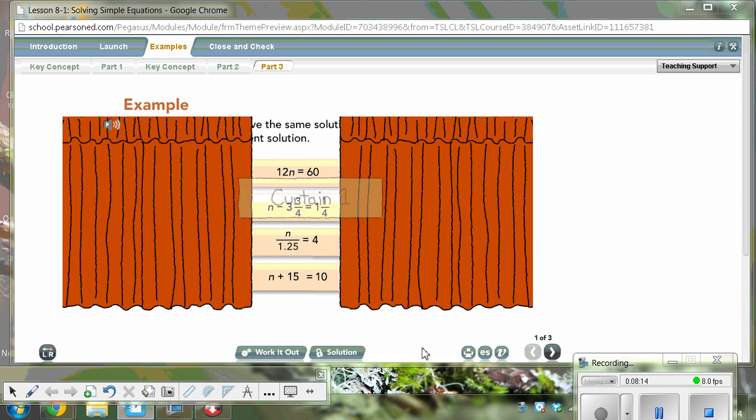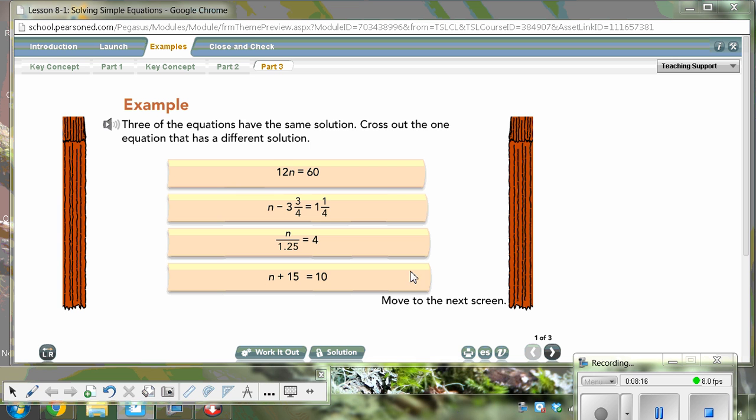Okay, so ladies and gentlemen, behind this curtain we have four equations, of which only three have the same value. So what we need to do is first figure out what I need to do to undo it. So for the first one, I am multiplying, that is correct. So I'm going to divide. And what number am I going to divide by? I'm going to divide by the 12. So both sides are going to be divided by 12.